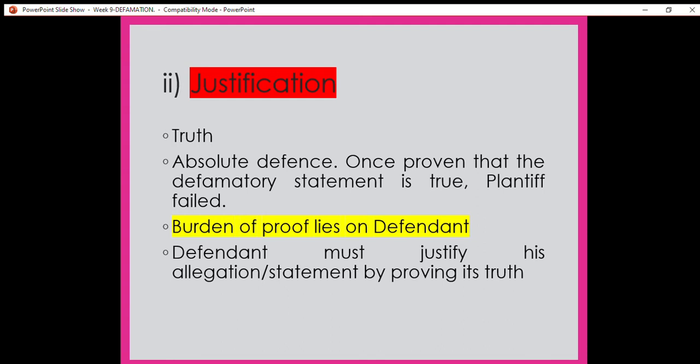However, it is not sufficient for the defendant to state that he believes the allegations to be true. He must justify his allegations or statement by proving its truth. In other words, he must also prove that all his allegations are true in fact. Okay, I give you one illustration. For example, a media publishes a defamatory statement that B is having an affair with the minister. Later, A will be successful in raising the defense if A can prove that B indeed engaged with the said minister. If A is able to prove that, obviously B has that kind of relationship with the minister, so the statement is correct and it is not a defamation.